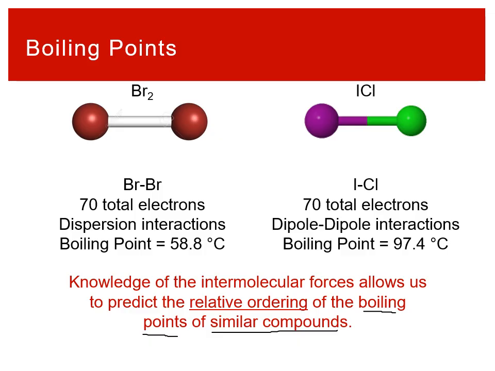Similar kind of shapes, molecules, number of atoms, those ideas. And all we want to know is the relative ordering. Just the fact that this 97.4 is higher than 58.8. So I don't expect you to know what the numbers are from the structure. I do expect you to be able to know that the boiling point of iodine chloride is going to be greater than bromine because of the intermolecular force.